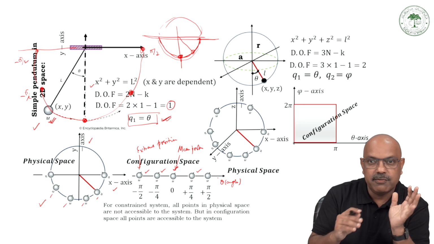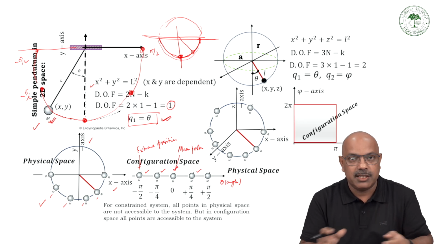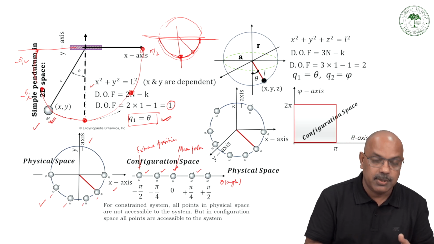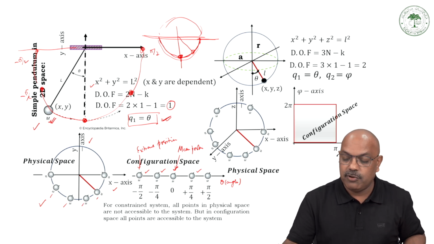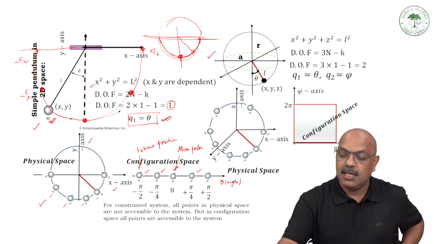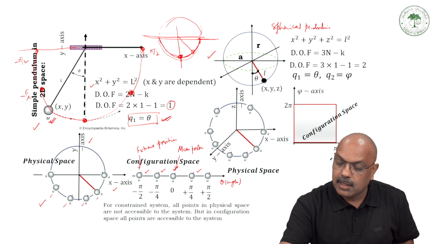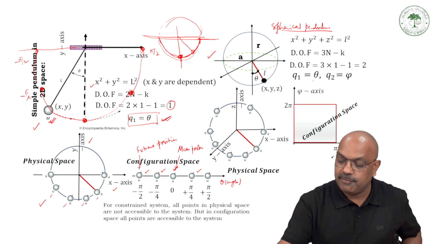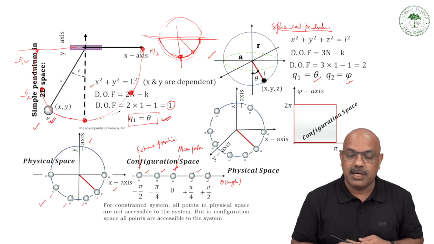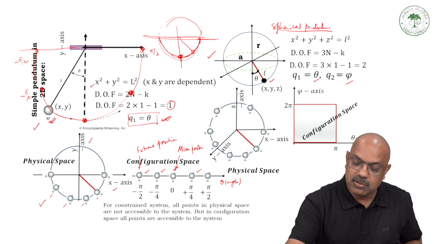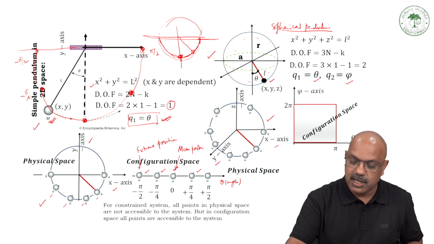So we see the difference between the configurations, how the points are being plotted: what is the position of my system in configuration space, and what is the position of the system in physical space. In the same way, consider the spherical pendulum in three dimensions. It is going to have theta and phi as my generalized coordinates. In my physical space, this bob can have all sorts of positions on this surface in the x, y and z axes.